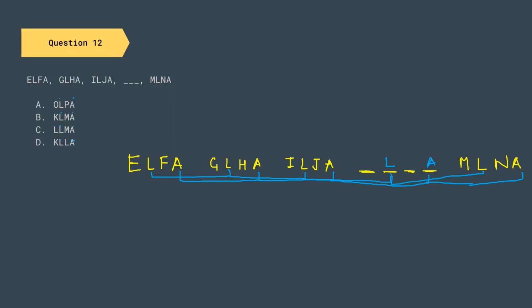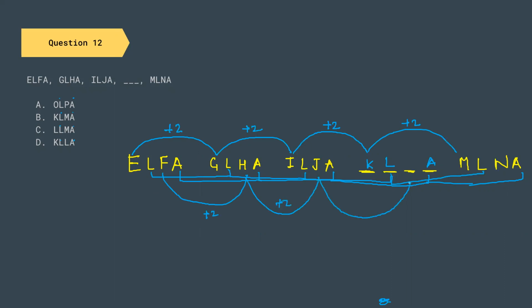Now, let us see. We have E here. E plus 2 is G. G plus 2 is I. I plus 2, if we follow this pattern, will be K, and K plus 2 is M. Similarly, we have F plus 2 H, H plus 2 is J, J plus 2 is L, and L plus 2 is N. So the correct option is K, L, M, A.